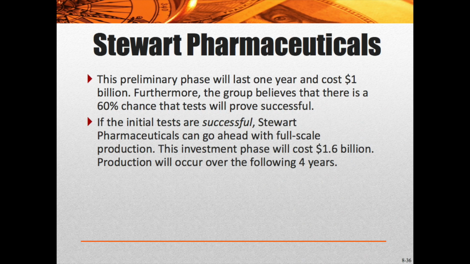We're going to talk a lot about risk in this course. Think about this as one of the first lessons in risk. It's a 60-40 chance this will work in their opinions. I don't know where they got their information, but the idea of curing a common cold sounds more risky than a 60-40 shot to me. If the test is successful, Stewart Pharmaceuticals will go ahead with full-scale production. This will cost another $1.6 billion. Production will occur over the following years.